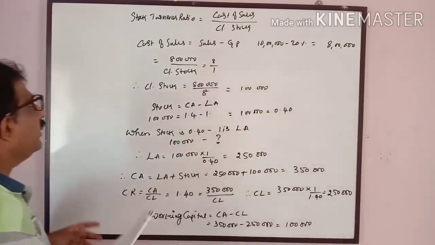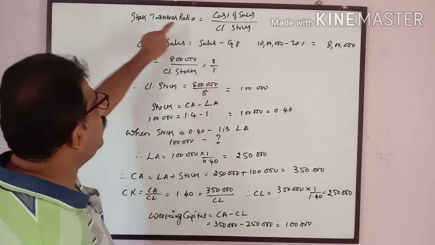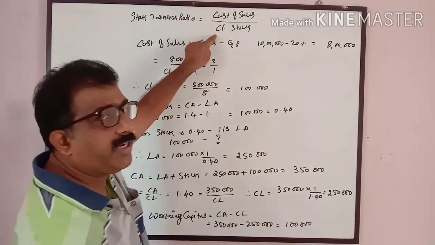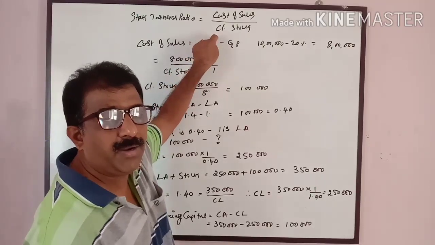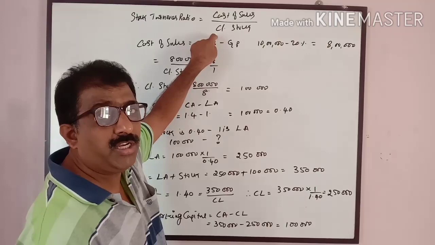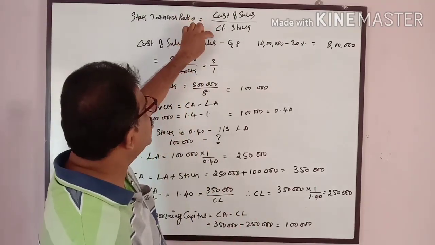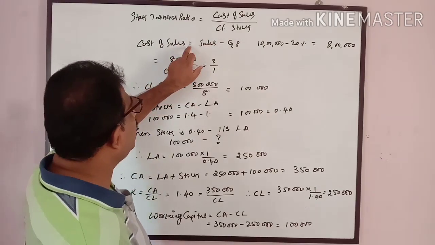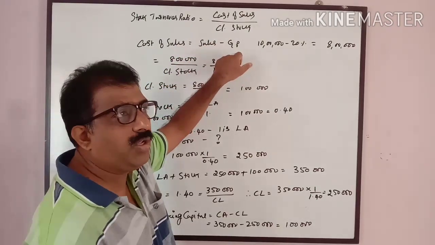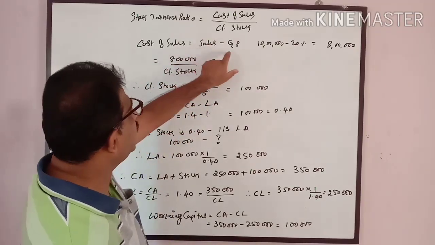But before that, let me calculate the cost of sales. Stock turnover ratio is equal to cost of sales divided by closing inventory. Usually it is average inventory, but in this case it is calculated on the closing inventory, as mentioned in the problem. Therefore cost of sales becomes what? Sales minus GP. There are two formulas which I already told you. The first formula I am applying is sales minus GP.